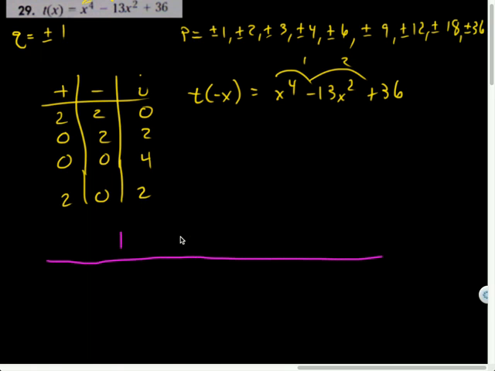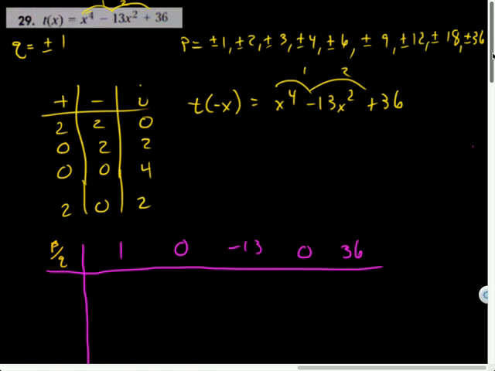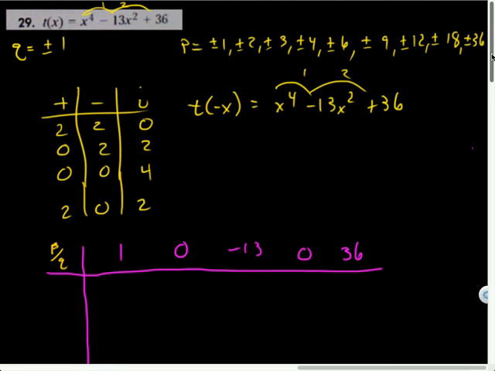Let's see, 1, 0, negative 13, 0, 36. All right, so that's the first thing I want to point out is that, yeah, we've got some placeholders there. And let's see, so for this column we're going to try our p's over q's. And the likelihood of positives or negatives are equal, right? Because it's either 2 or 0 for each of them. So I'll just start with the positives. Good news first, right? Sort of thing.